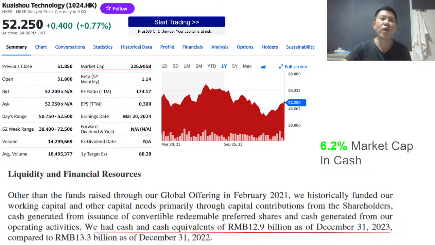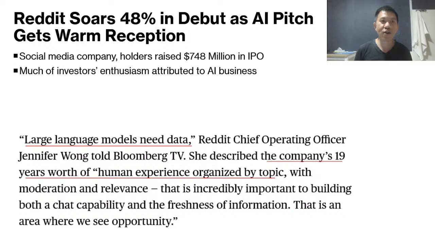So the last part I talk about is Reddit. Wow, Reddit IPO'd in the US market and super rocketed up 48% on the first day, because Reddit is now priced as an AI stock. Now it's the AI bubble. So the musical chairs continue in the US market.